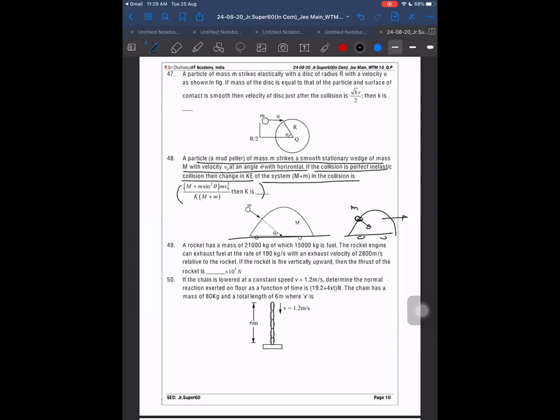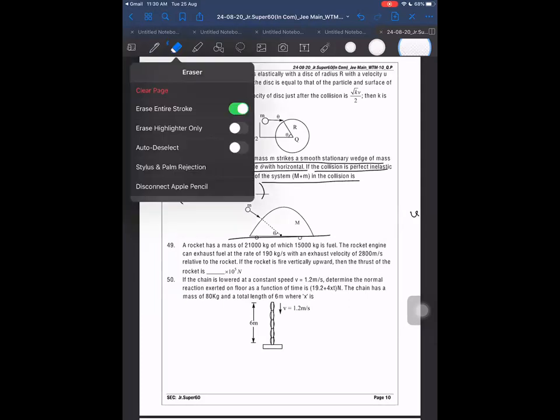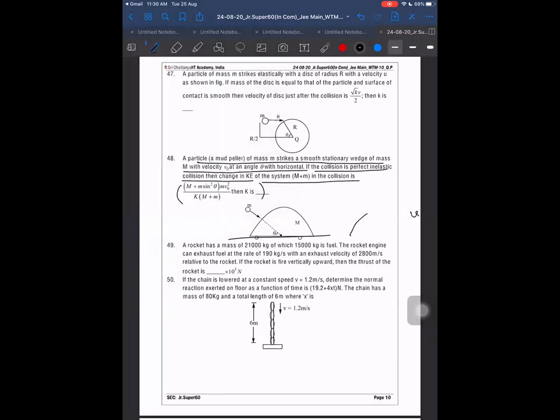So along the line of impact, let us say it has velocity v. Then conservation of momentum, I think we can apply. What was its initial velocity? v naught. So m into v naught is equal to M plus m into v.